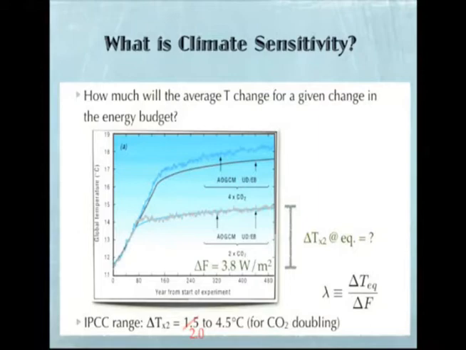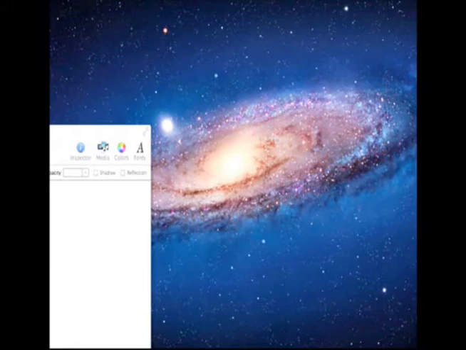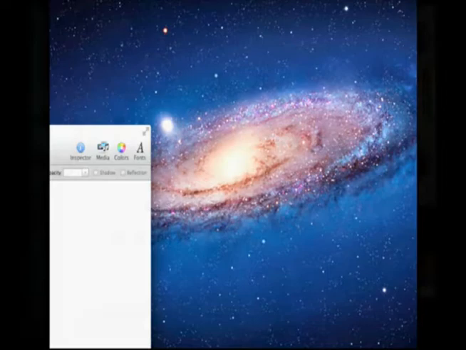Okay, radiative forcing and climate sensitivity. If you change the energy budget of Earth, just a second. I cannot see the slide. Okay. Now you can see the slides, and I know what I want to say.